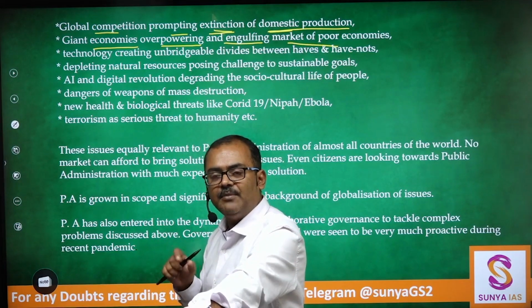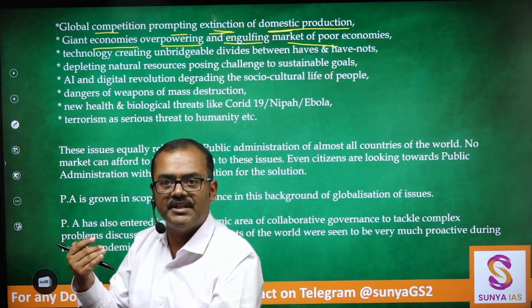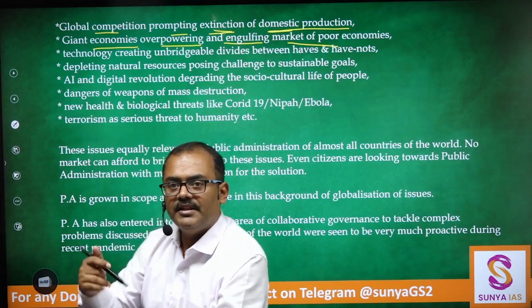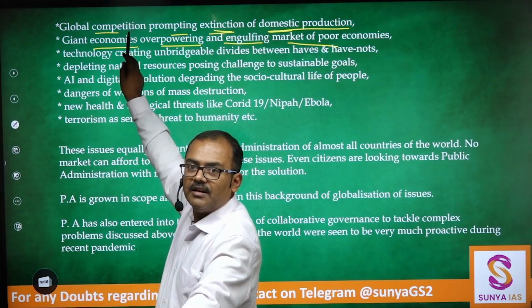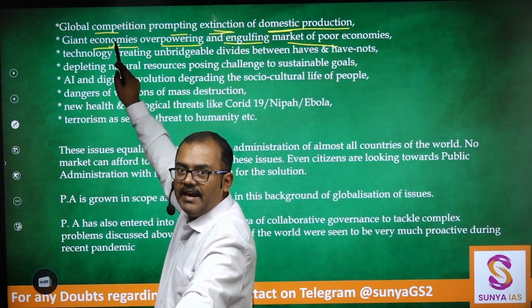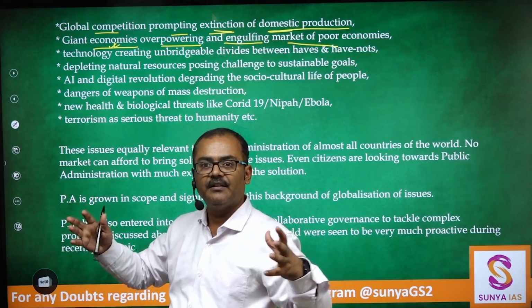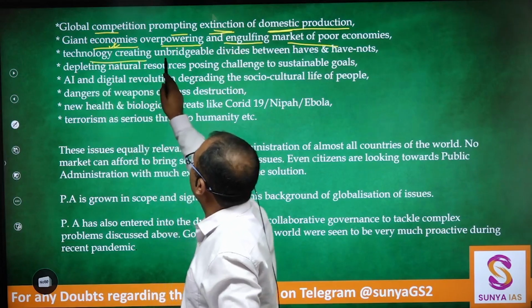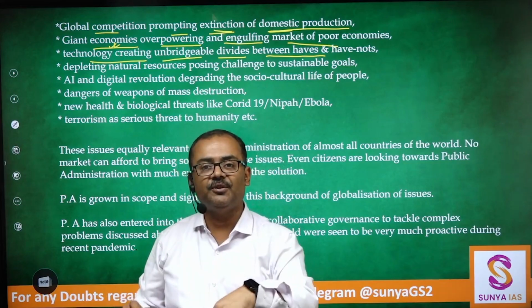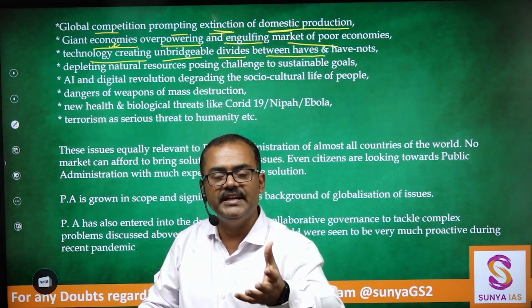Then public administration must become alert. India's public administration, South Africa's public administration, Bangladesh's public administration, they must become alert. Globalization has brought global competition. This provided opportunity to giant economies, and public administration has to play a significant role, their horizon expands. Another example: technology creating unbridgeable divides between haves and have-nots. Now it is the responsibility of governments to bring green technology, to work upon the development of artificial intelligence.